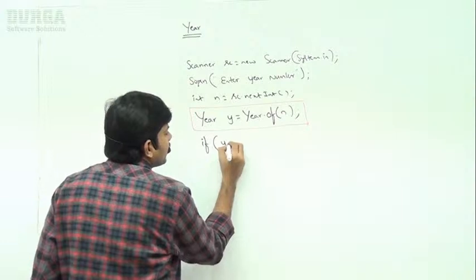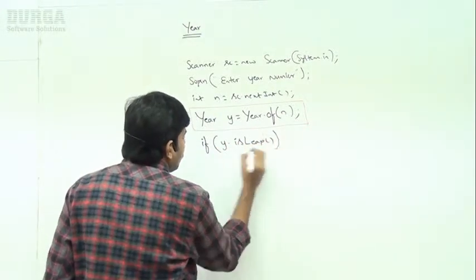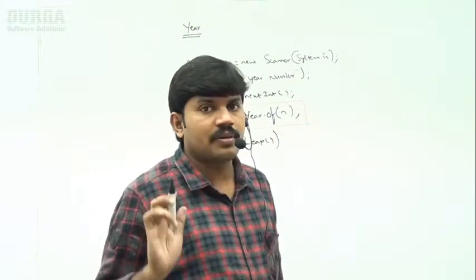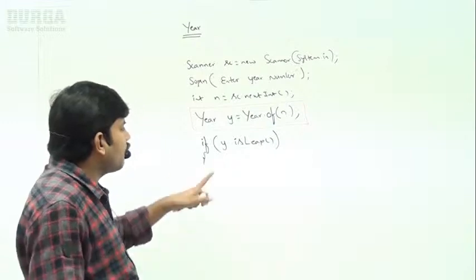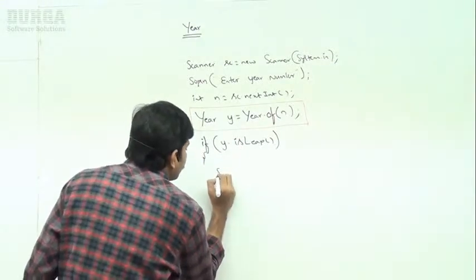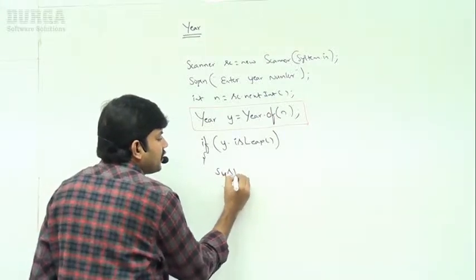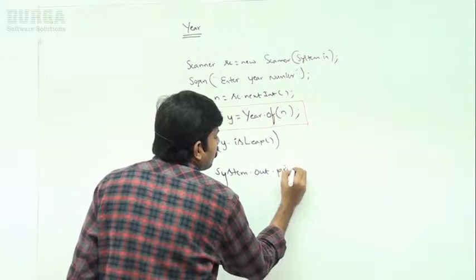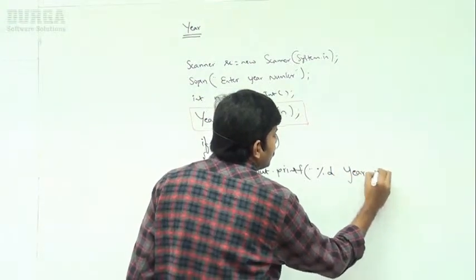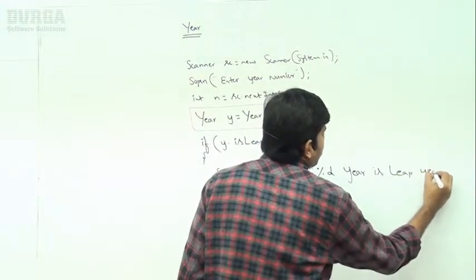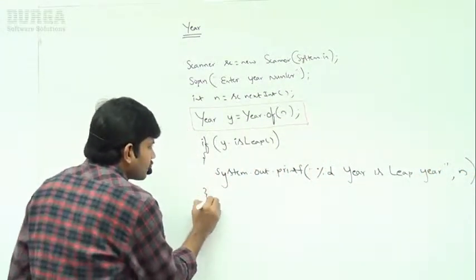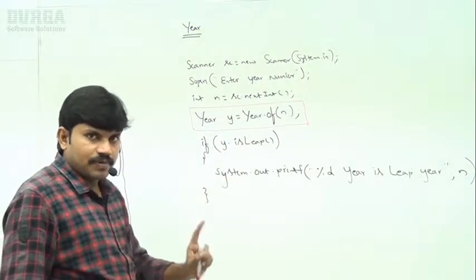If y.isLeap() — a year is said to be a leap year if it is divisible by 4, that year is by default considered a leap year, right? So to check whether the year is a leap year or not, there is a method, isLeap. If it is leap, System.out.printf("%d year is leap year", n). Are you getting? What is this percentage d, sir? Your provided n value. Okay, if y.isLeap(), like this, right?